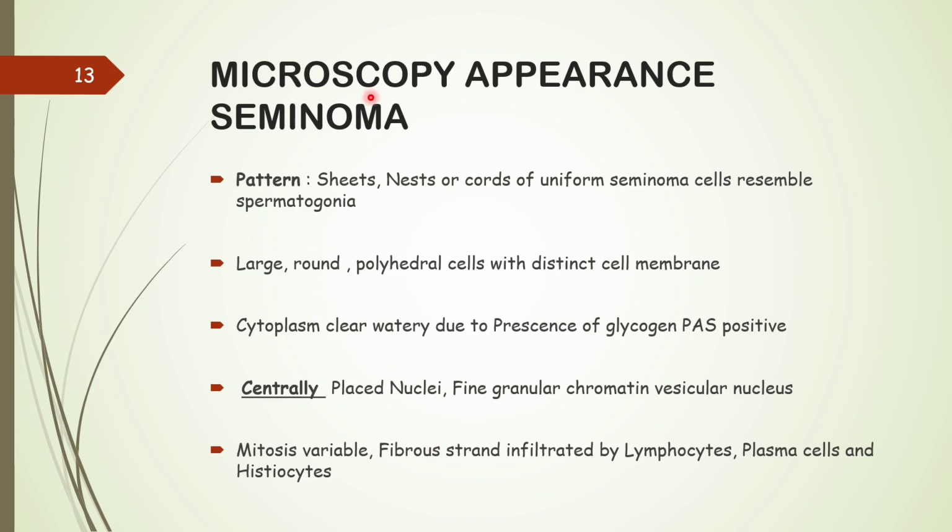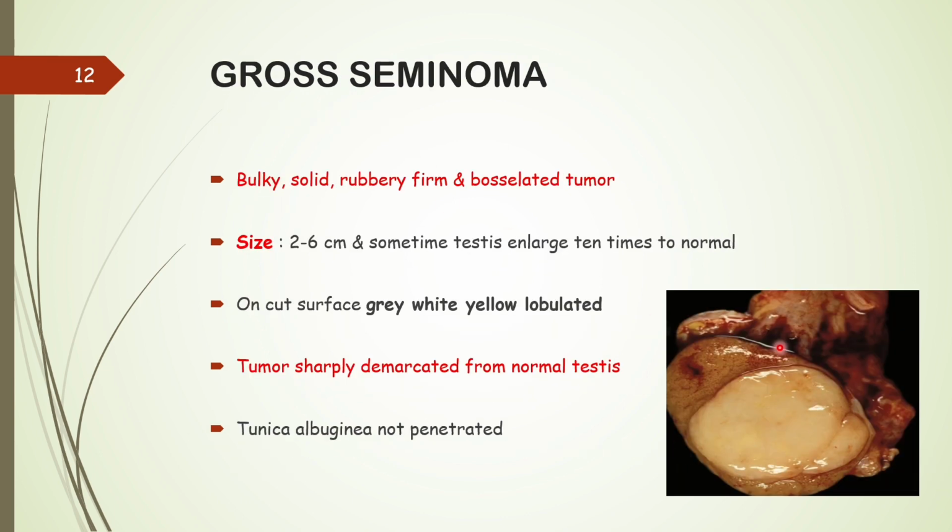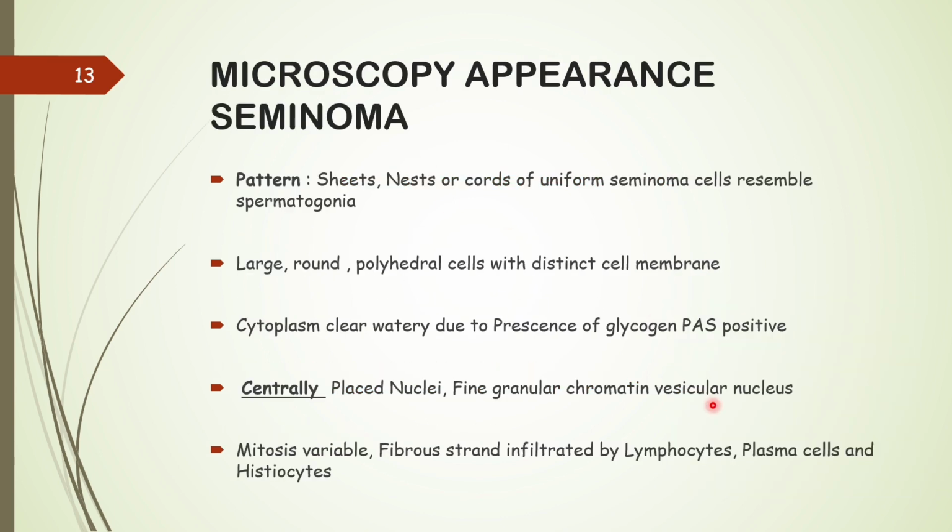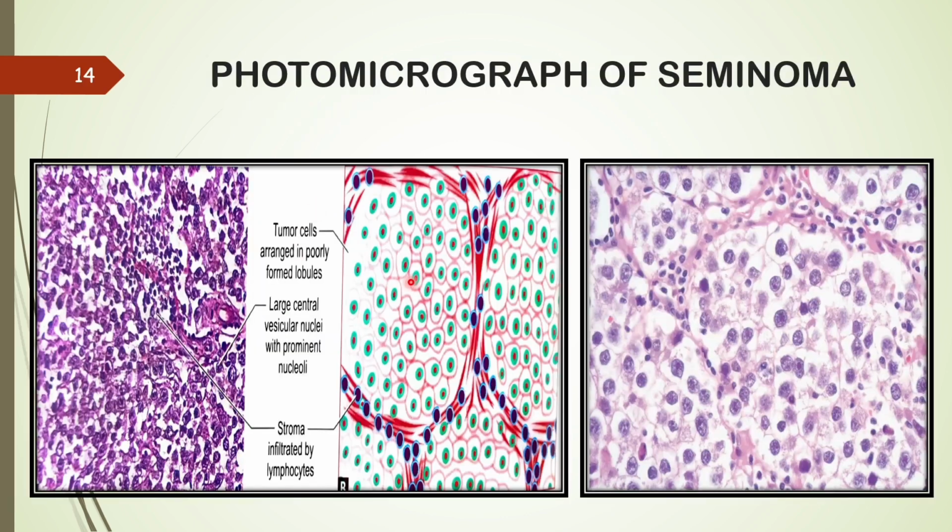What is the microscopic appearance of seminoma? If you take sections from this tumor, process the tissue, cut it in a microtome and stain with H&E stain, then how does it look in a microscope? The photomicrograph shows sheets, nests, and cord type patterns. The seminoma cells are uniform and resemble spermatogonia. It is very well differentiated. Now, this diagram shows the photomicrograph of seminoma. Here you can see that fibrous septa divide the testes into various lobules, right?